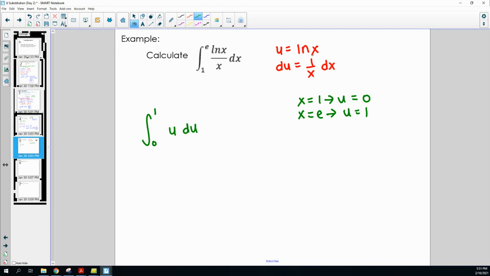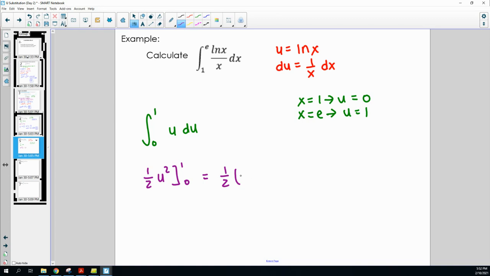Since u is ln x and we have that times du, we just have u du. So now we just take the antiderivative of u, so add 1 to get 2, and then divide it, so 1/2 u squared, and plug in our limits of integration. If you notice in the last couple examples, because the 1/2 is the constant and it's going to be part of both pieces when I subtract them, I'm just pulling that outside.